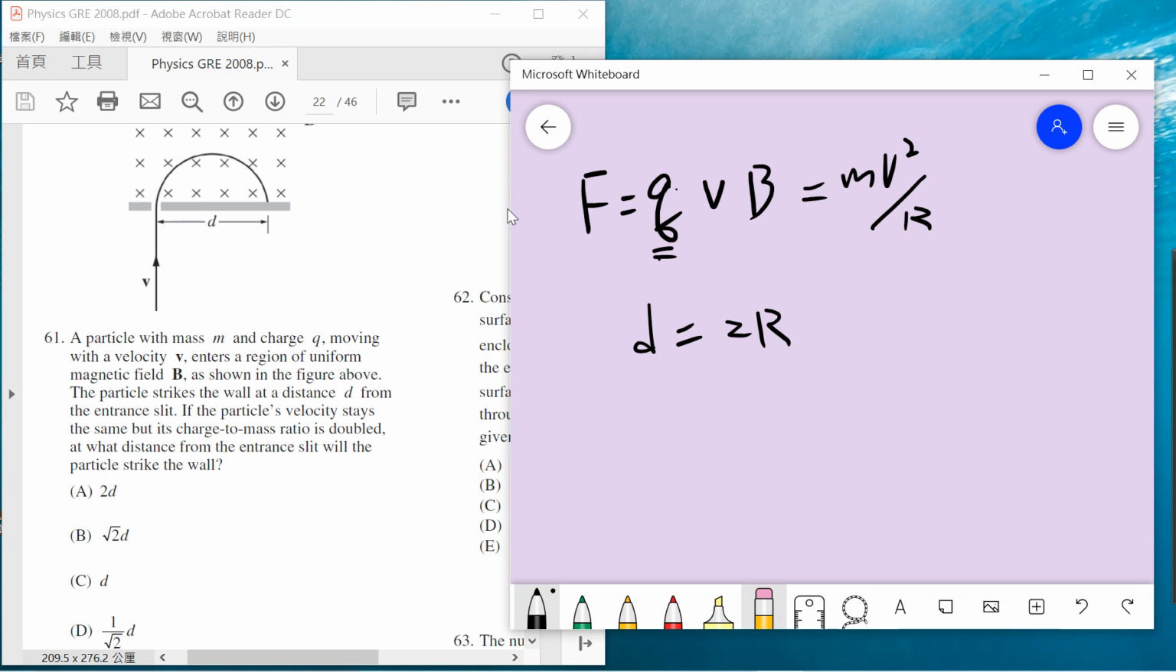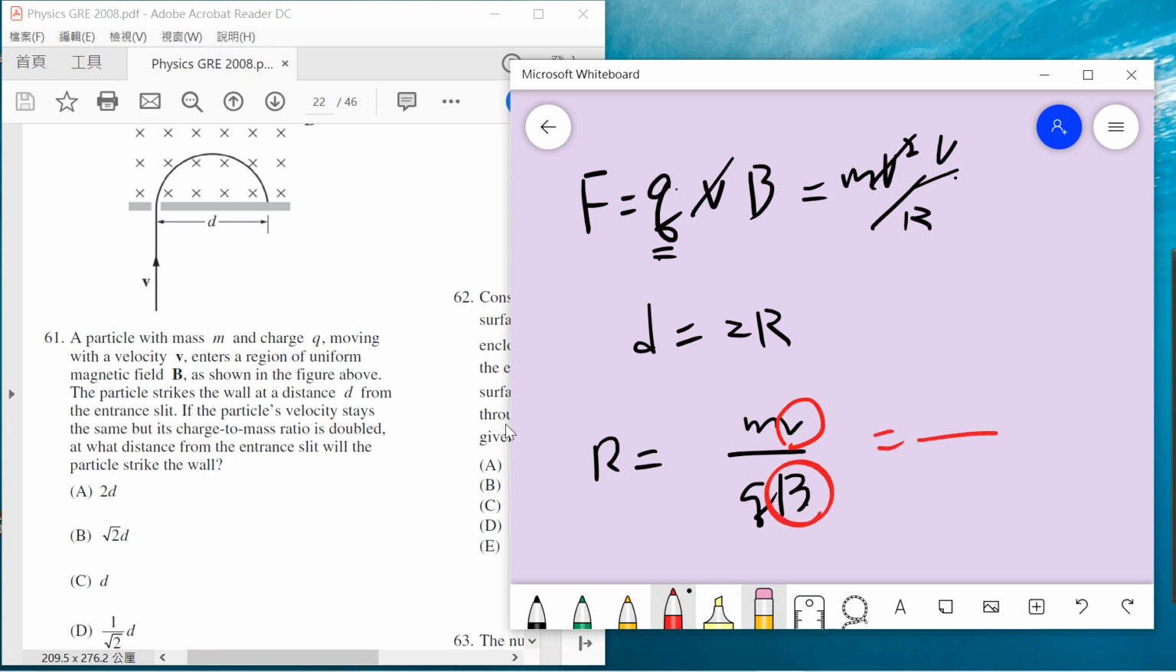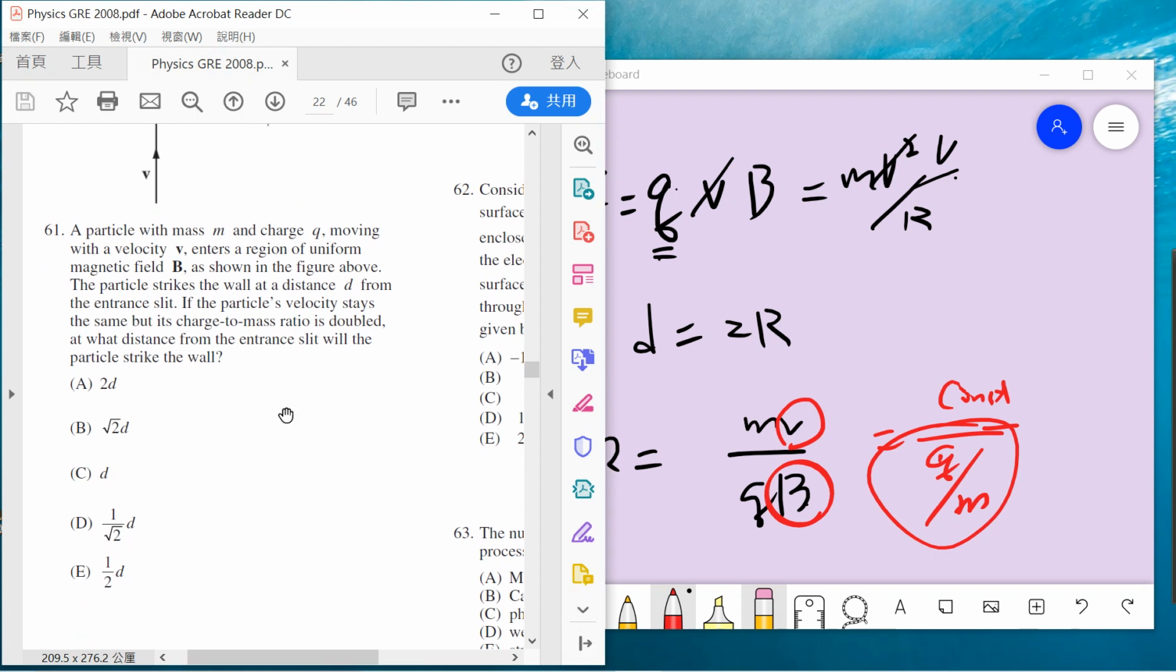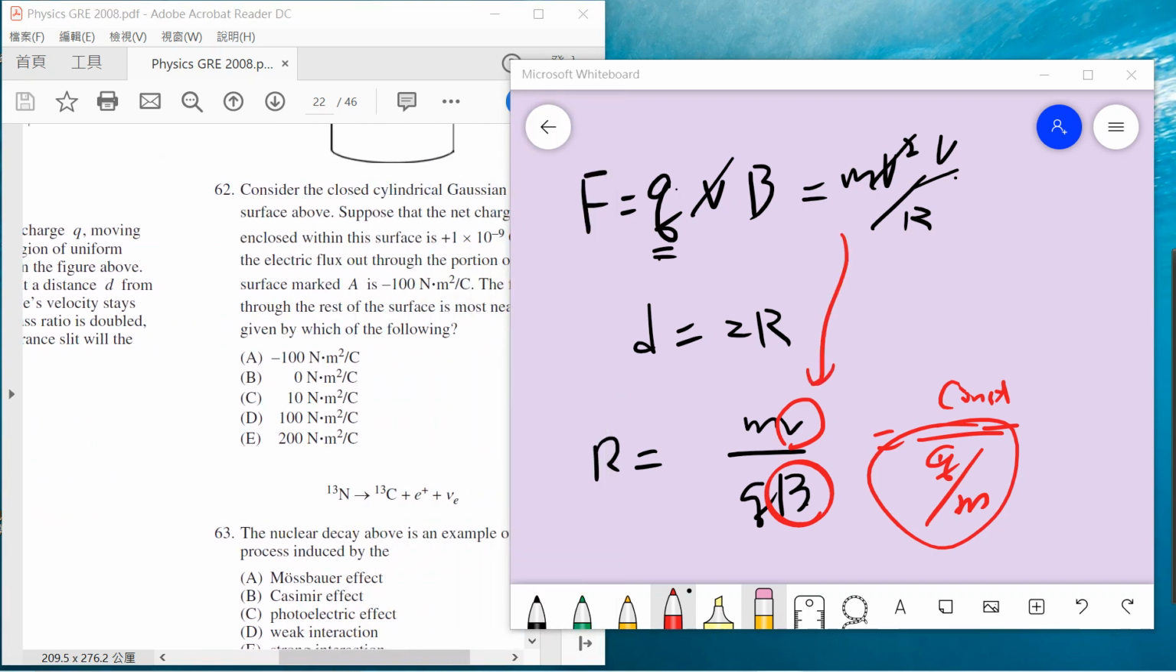Okay, so if we see that, we know that we can cancel one v, and our r is basically mv divided by qB. So this v is constant, this magnetic field is constant, so r is basically some constant divided by q over m, and this is the charge to mass ratio. So when the charge to mass ratio is doubled, the distance should be a half. So the answer is E. Once you derive this equation, the rest is simple.